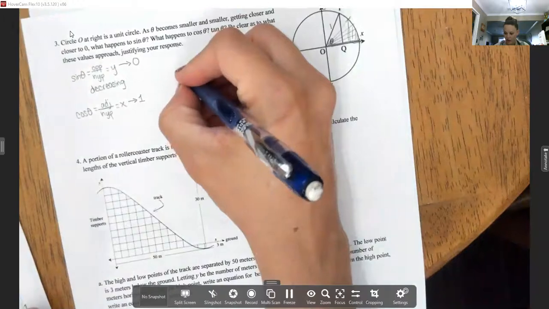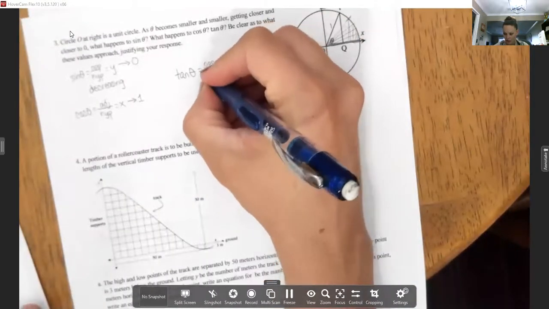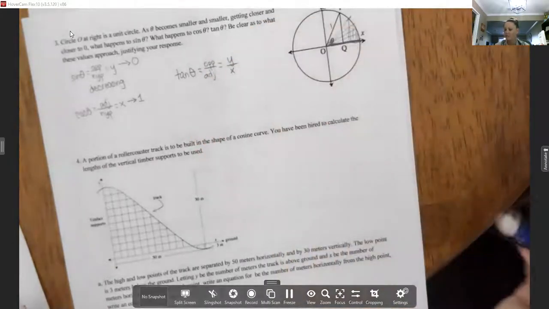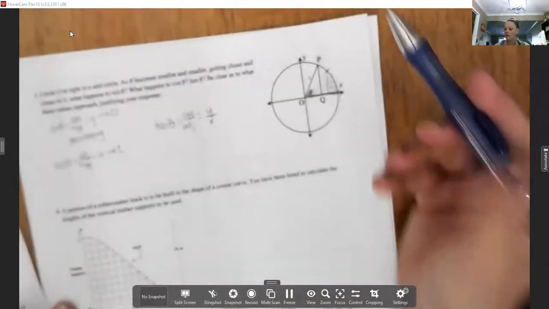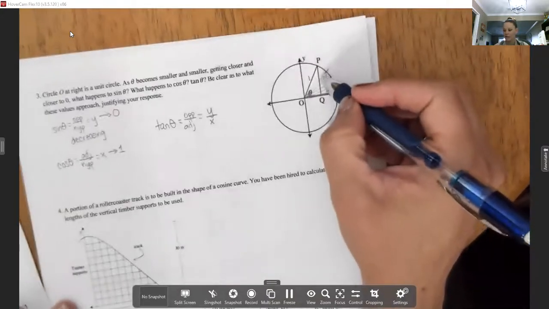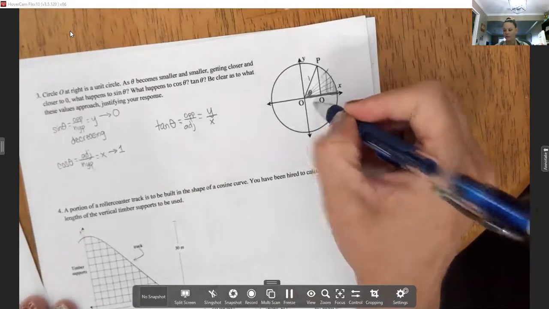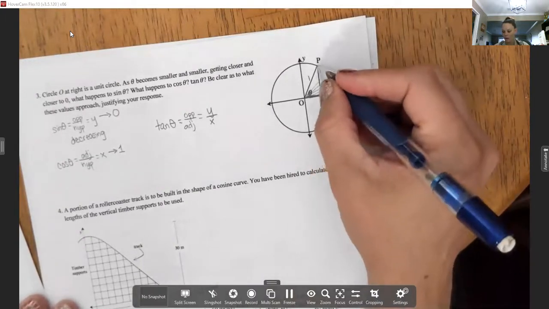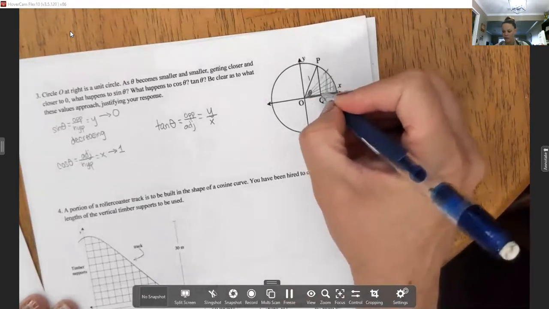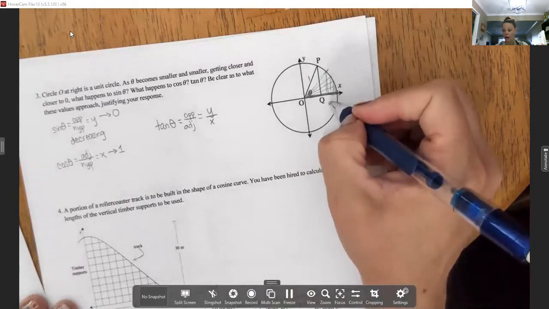And then tangent of theta is opposite over adjacent, or y over x. So remember, y is our height, x is our base. For this triangle, y is greater than x, because we can tell it's taller, so it's more than 1. Then when we get our 45, 45, 90 triangle, we know it would be 1.